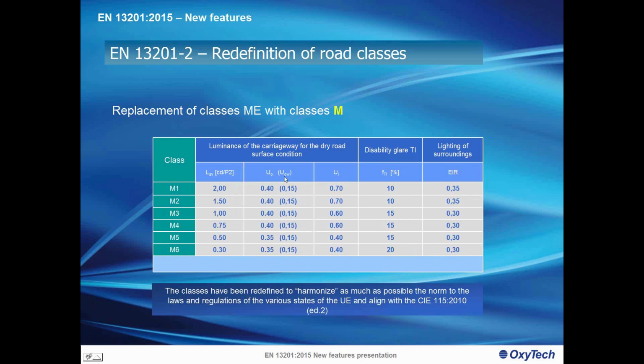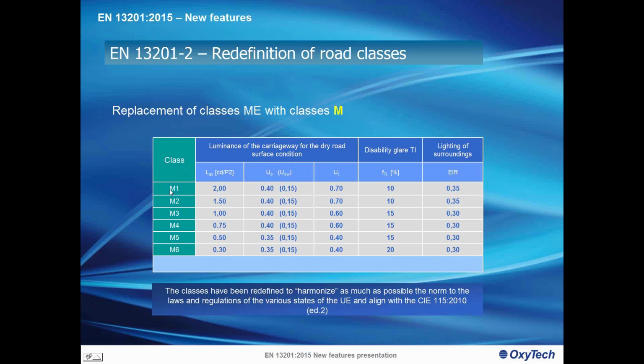Another quite interesting change is related to the wet conditions, when the asphalt is wet. In the previous standard, there was a proper and separate matrix related to such a condition. But now it was put together, and the only difference is that overall uniformity was defined for the wet conditions. But all the other parameters can be applied absolutely in the same way.